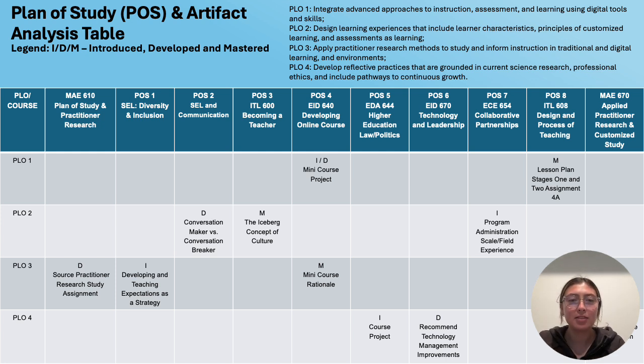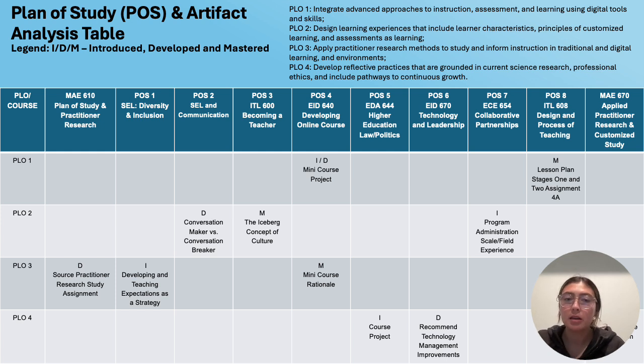So a little bit of the plan of study, the POS and artifact analysis table. So this is the table. I'll also be sending out a document of what it looks like. What I'm doing is picking from my start to my last class. I am placing what the class was and the artifact that I want to talk about for that class, and I'm going to be placing it in PLO 1, PLO 2, PLO 3, PLO 4.